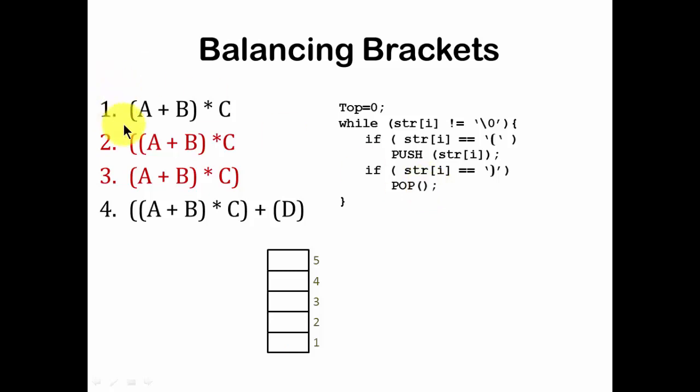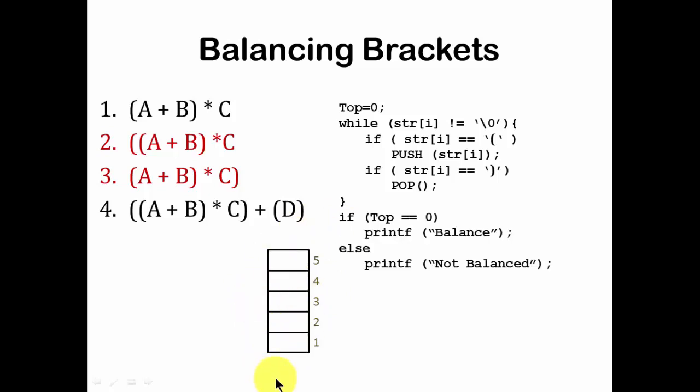Now, after you have traversed the complete string using this while loop, your program control comes down. Now you will check what is the value of top. The value of top here is 0. If it is 0, that means we have a balance in the number of brackets. Now check the same program for condition 2.